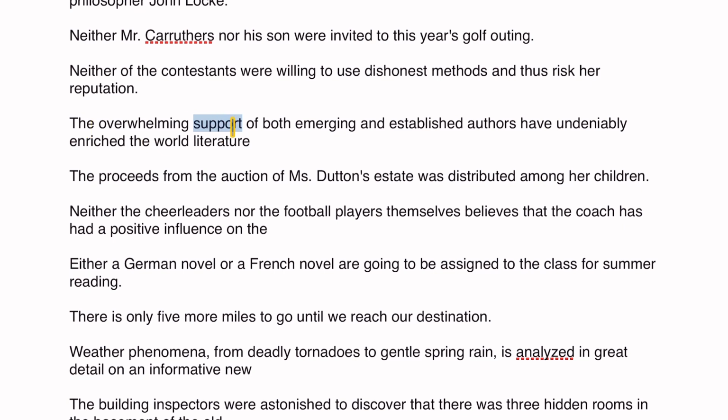Overwhelming support. Support singular. طب الشلة دي بتعمل هنا ايه؟ This is a prepositional phrase. شيلها. هتلاقي الverb هنا plural والsubject single، يبقى تغير لي ده. تغير لي الverb from have to has. The overwhelming support of both emerging and established authors has undeniably enriched the world literature. واللي بيلخبط هنا ال prepositional phrase of both emerging and established authors. العك اللي في النص ده.